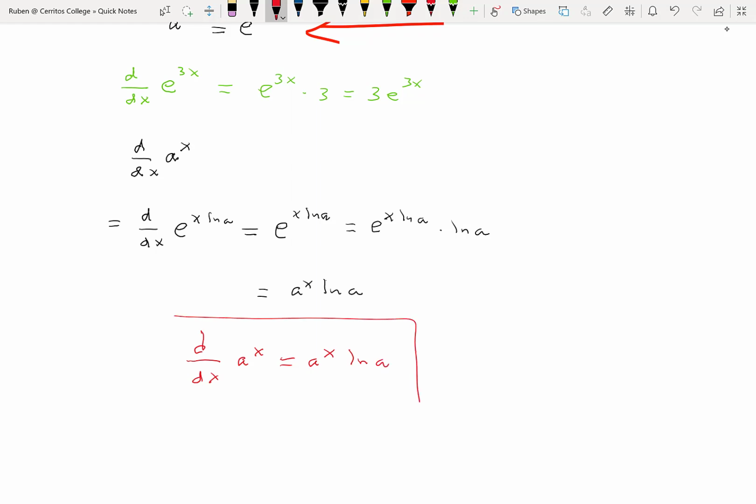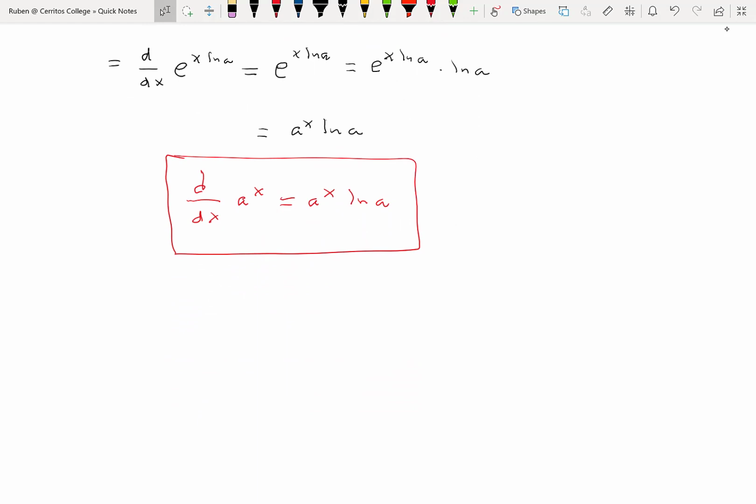So this is our bottom line with the derivative of exponential functions of sort of arbitrary base. Let's take a look at an example. So, for example, let's differentiate, what that means, find the derivative.